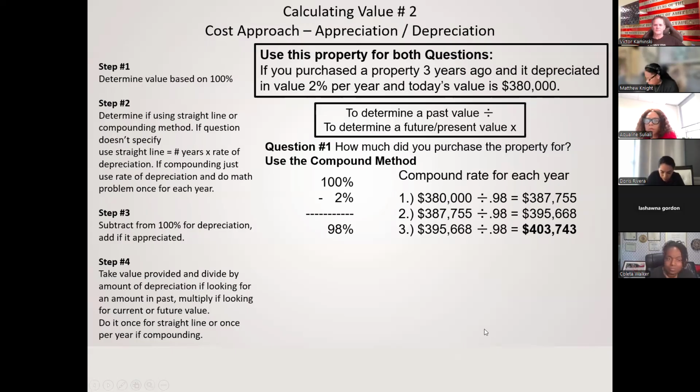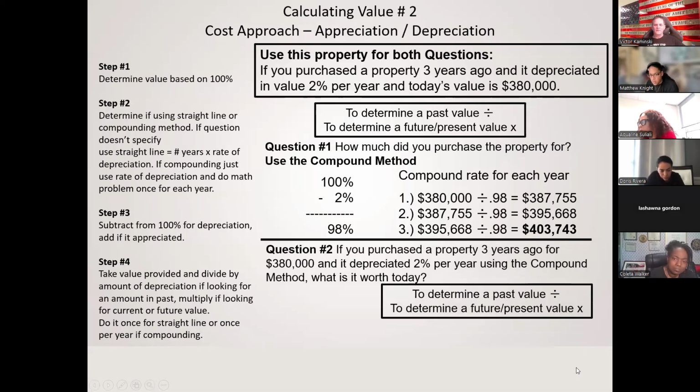Okay? So let's do another one. In this one, it's a little different though. Pay attention. If you purchased a property 3 years ago for 380 and it depreciated 2% per year using the compound method, what is it worth today? So what do we do?